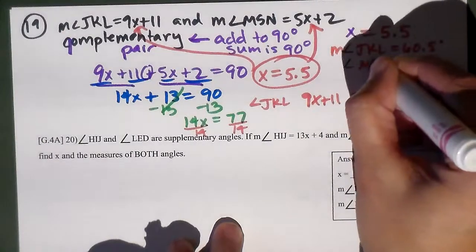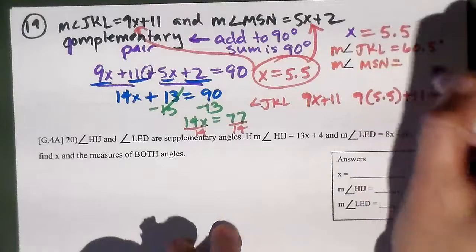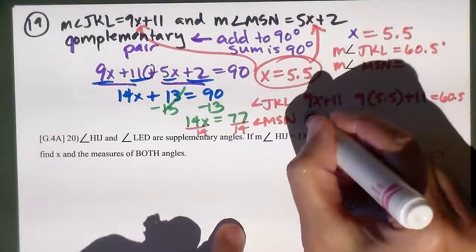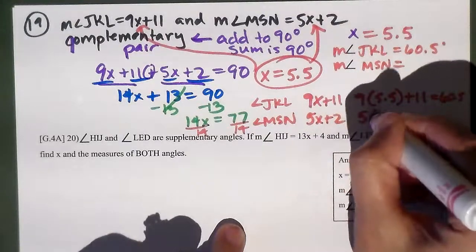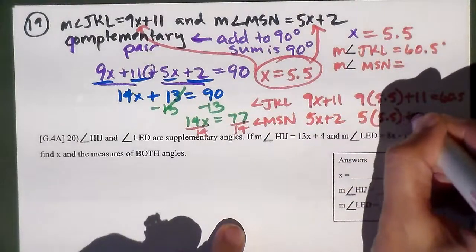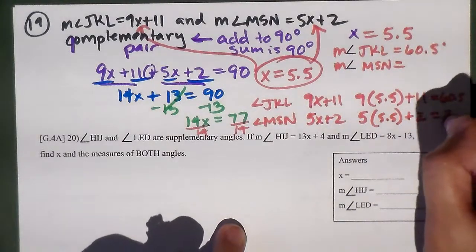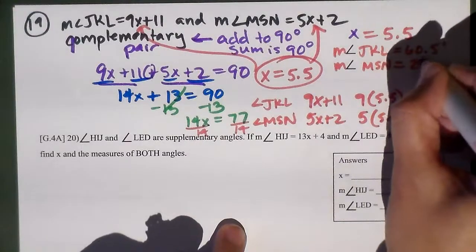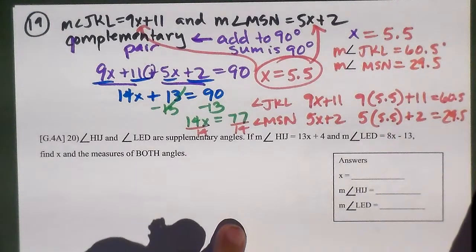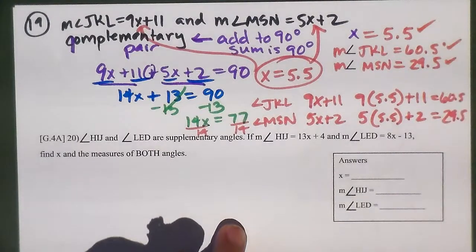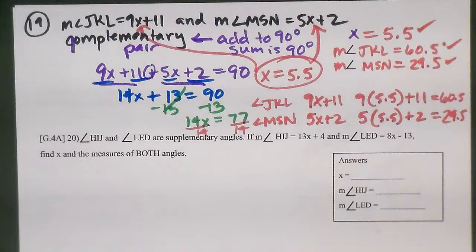So now I'm going to look for MSN, the measure of angle MSN. Well, I'm going to do the same thing. For angle MSN, I have 5x plus 2. Well, what's x? 5.5. So I do 5 times 5.5 plus 2. So that's 27.5 plus 2, which is 29.5. Now, how do I know I got the right answer? What do complementary angles add up to? 90. x is 5.5, 60.5 plus 29.5 gives you 90. So you got it.